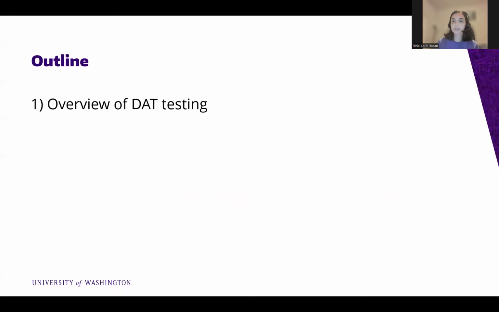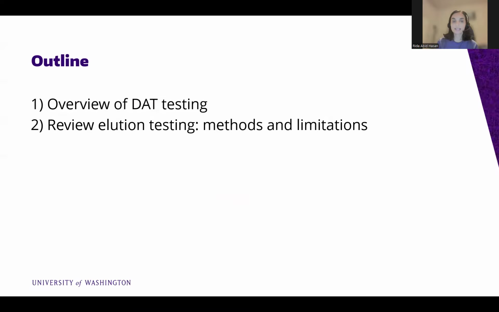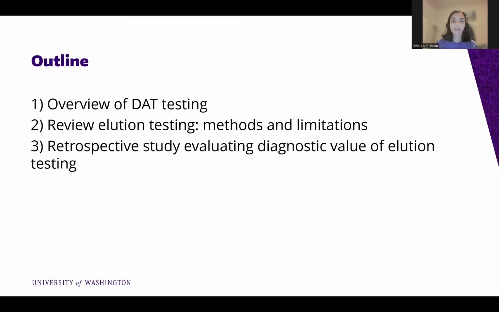Just a brief outline, there's three parts to this lecture. One is going to be a very brief overview of DAT testing. Then we'll talk about elution testing, which some people may or may not have heard of, and you may or may not have seen it as the results within lab testing when you're evaluating your patients for autoimmune hemolytic anemia. And then finally, I'll go into my research that looked at a retrospective study about the diagnostic value of doing elution testing for our patients.